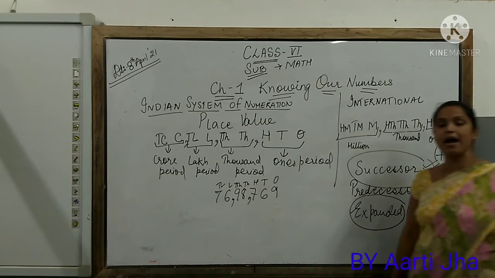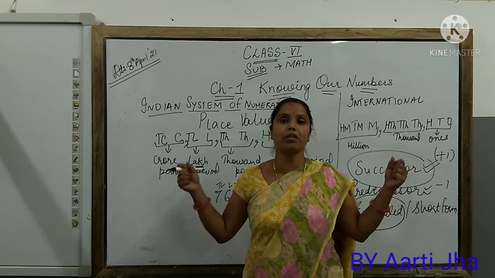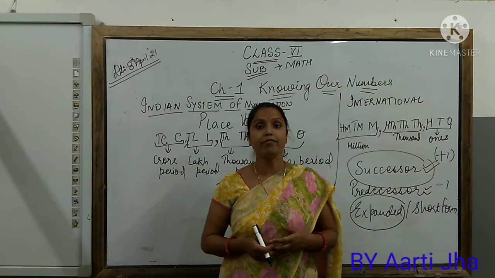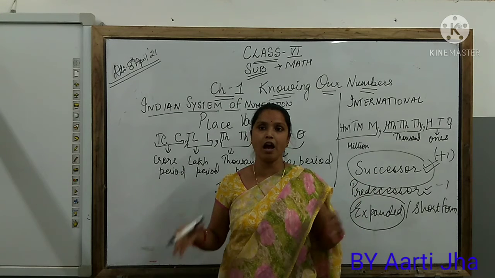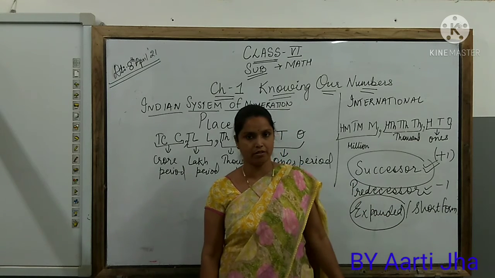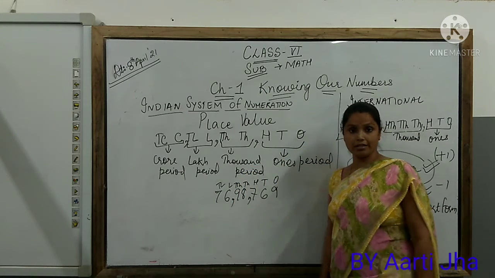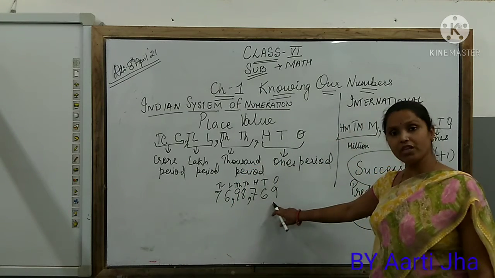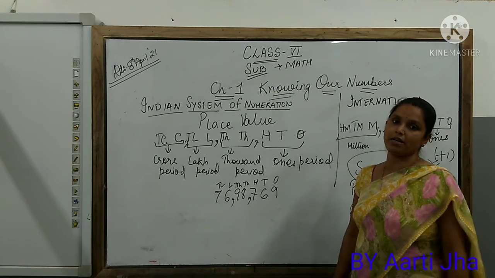Expanded, expand. How do we get the word expand? When we elaborate something, that is expand. When we open something in a very large manner, that is expand. So when we are opening the number, when we are writing the digits of the number with its position, that is called expanded.